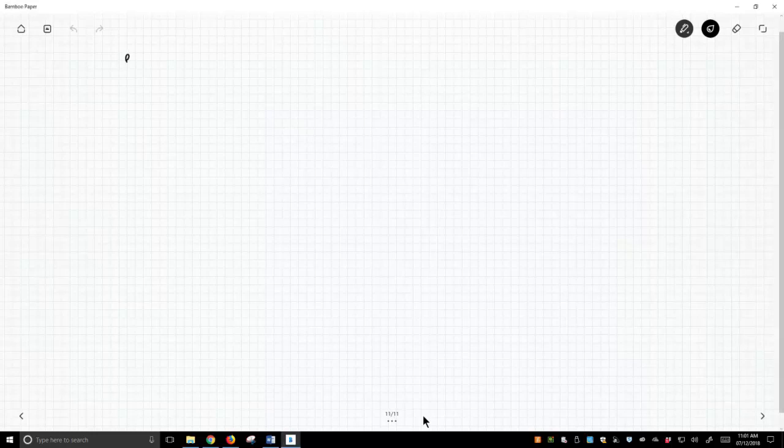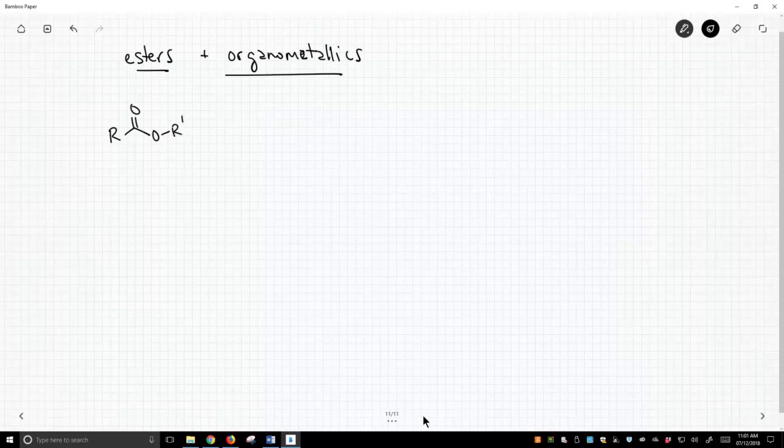But mostly I want to focus on how esters react with organometallics. Oops, that's an E. Metallics. Great. So let's take an ester and let's just leave it R, that's fine. And let's react this with an organometallic reagent.